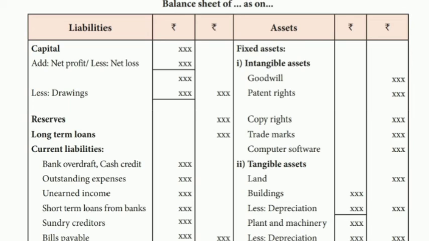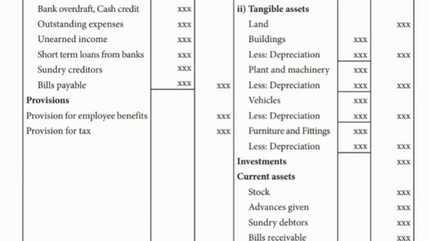Then tangible assets, which are touchable and visible, such as land and building. From the assets the depreciation should be reduced, and the net value in the outer column is the current cost of the asset. Each and every year it gets reduced in value. For building, land, plant and machinery, furniture, computers and so on, we come across depreciation. Then vehicles, office vehicles. Then investments: long-term investments come under that category.